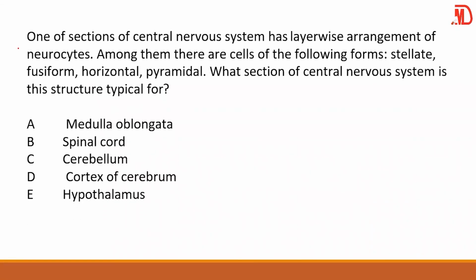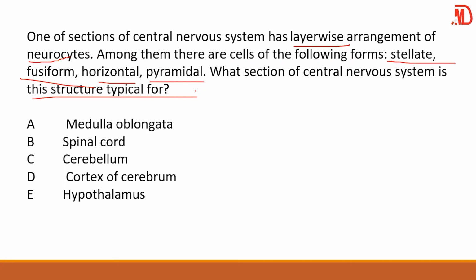Sections of the central nervous system has layer-wise arrangement of neurocytes, that means cells of the nervous system. Among them are cells of the following forms. They have stellate cells, fusiform cells, horizontal and pyramidal cells. What section of the central nervous system is the structure typical of?